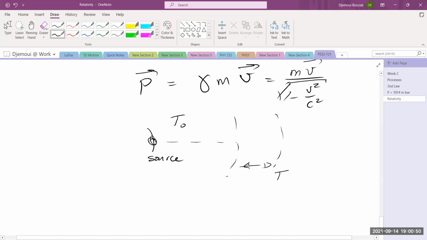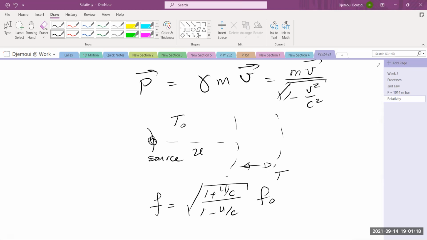Because the source is moving with a speed u, at the end of the day, if you do the algebra, you're going to find the perceived frequency is shifted based on the ratio of this velocity and the speed of light. This is slightly different from the one that you derived in physics 1 for sound.